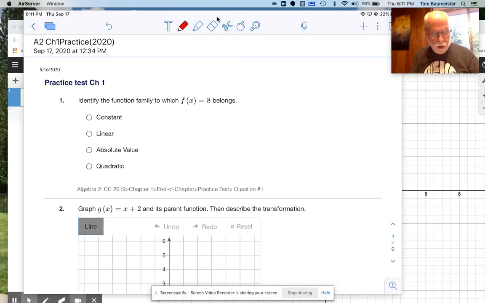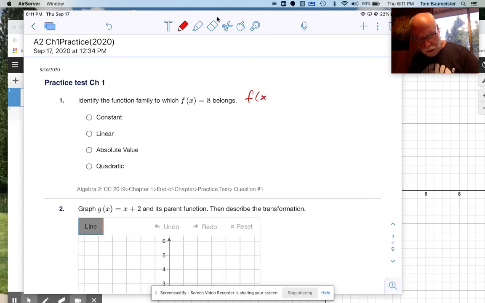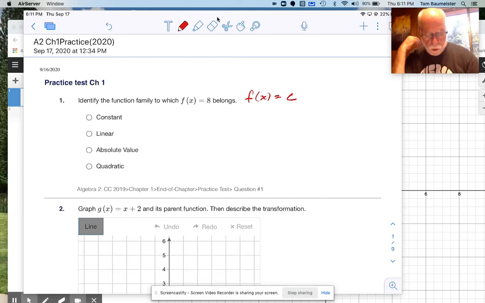Identify the function family to which f of x equals 8 belongs. Remember, that's going to be your f of x is equal to c, where c is a constant. Remember on that first section, 1.1, we went over 4 types of graphs. So this one here, since it's a number, we know it's a constant function.